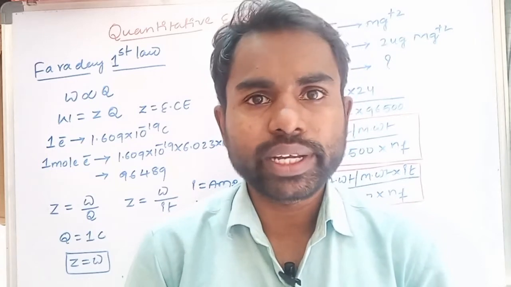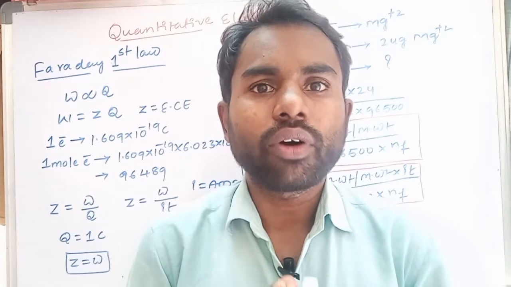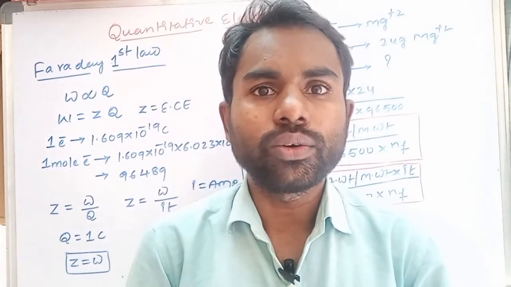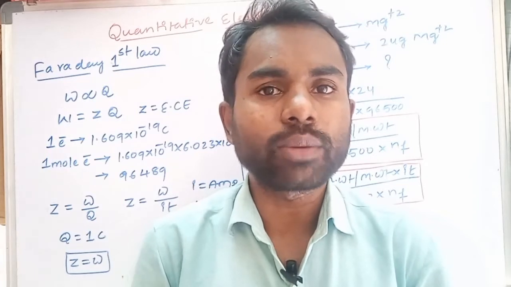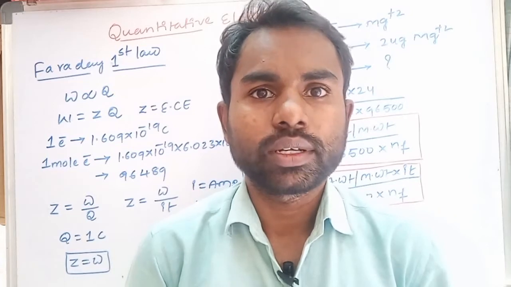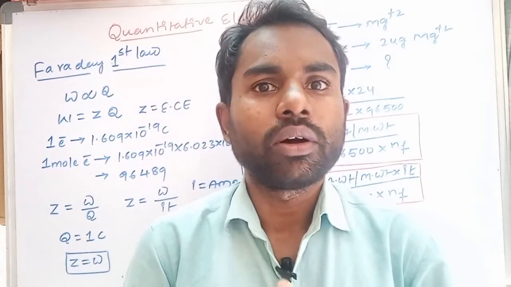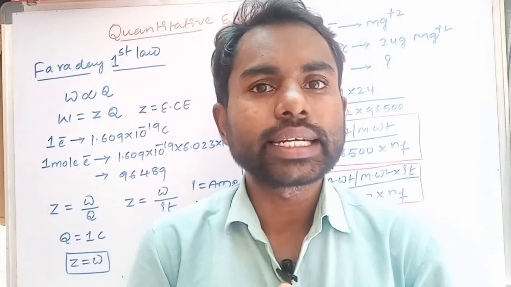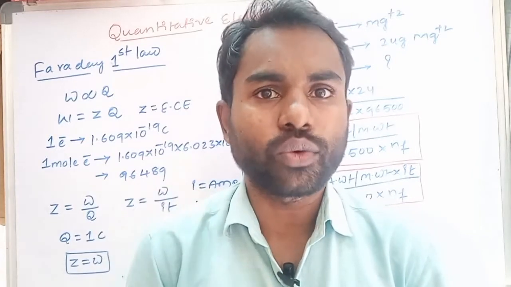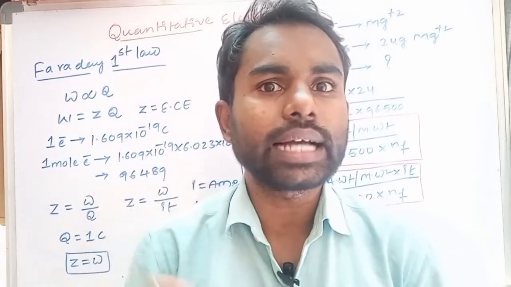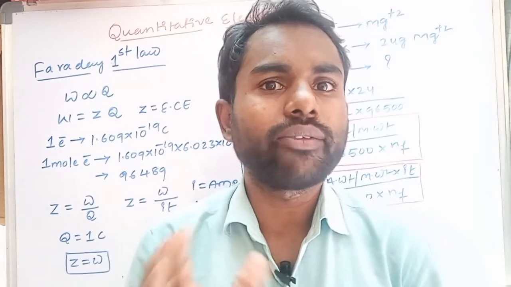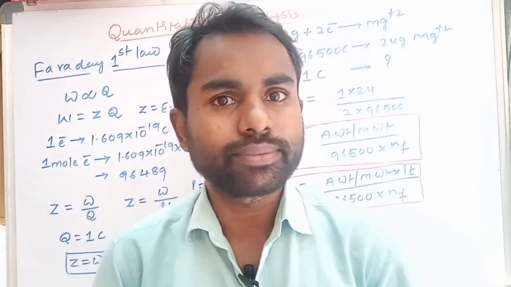Quantitative electrolysis means the study of the amount of substance at the cathode and anode in an electrolytic cell in terms of mass, volume, and number of moles. That is, when we pass electricity through the electrolytic cell, how much mass is deposited on the electrodes, and how much volume of gas is liberated at the electrodes. This information is given by quantitative electrolysis.